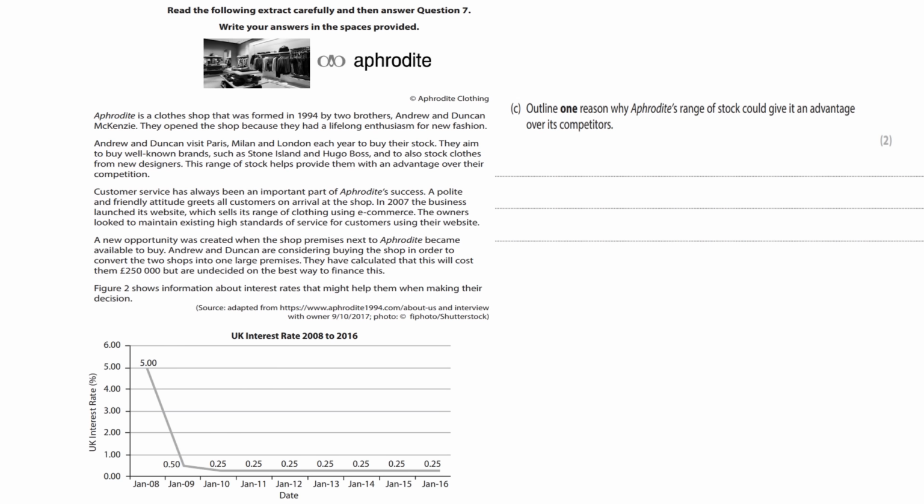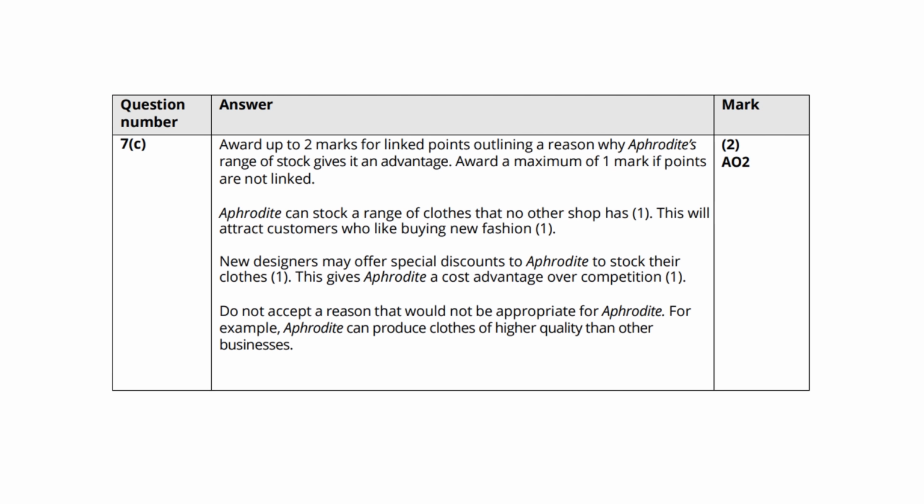Possible answers: Aphrodite can stock a range of clothes that no other shop has. This will attract customers who like buying new fashion. Or new designers may offer special discounts to Aphrodite to stock their clothes. This gives Aphrodite a cost advantage over competition. So those are the types of answers they're looking for, or any other appropriate type of answer.